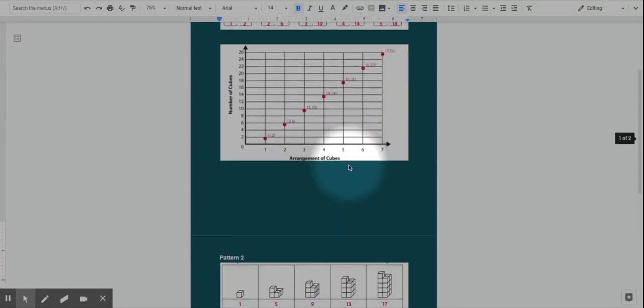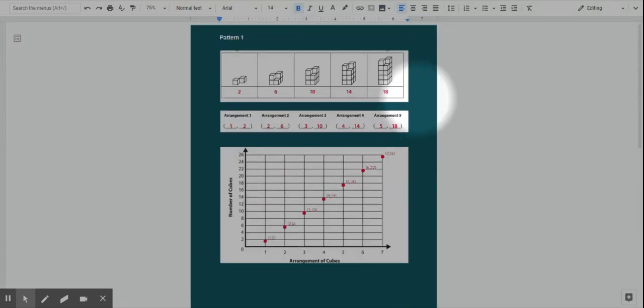You can look back and watch this video again if you need to, and then you'll move on to the discussion board, which will compare the 2 graphs of the patterns.